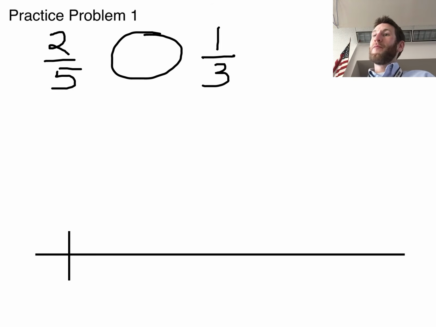So for practice problem 1, what I'd like you to do is to pause, and I'd like you to solve this on the organizer. Use the T-chart that's down here and compare 2/5 and 1/3. Once you've solved it, then please go ahead, push play, and then you'll see my solution.